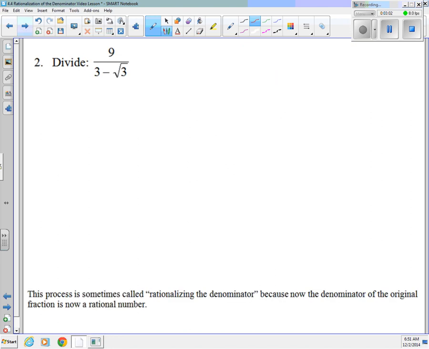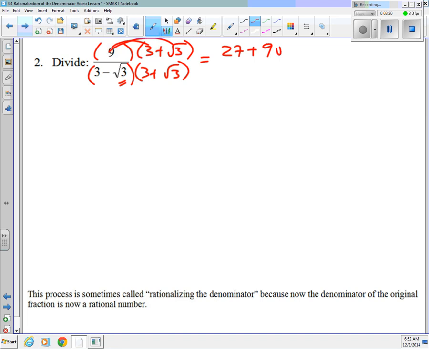All right, very similar process in number 2. So we want to divide 9 divided by 3 minus radical 3. Notice I have this irrational number in the denominator, the radical 3. We can multiply by the conjugate to get rid of that radical in the denominator, almost kind of transfer it to the numerator. So here we have 9 times 3, 27, plus 9 radical 3 in the numerator.